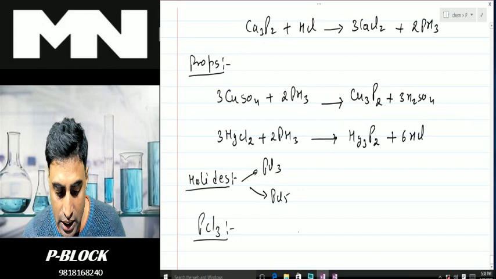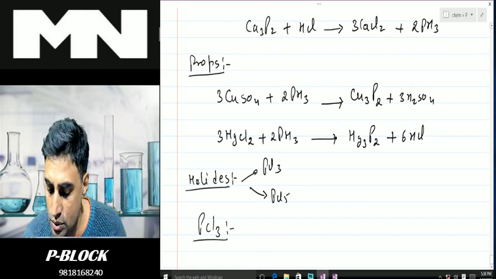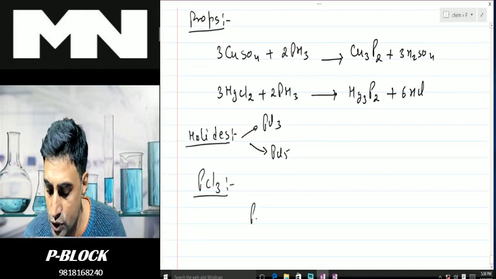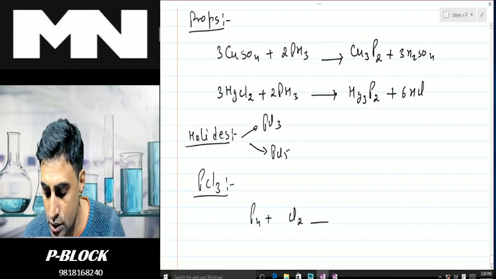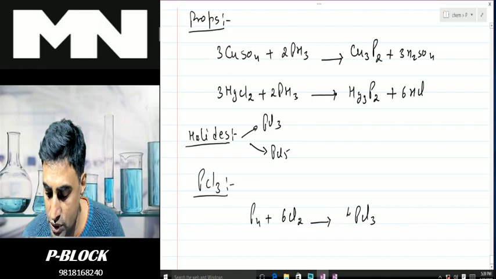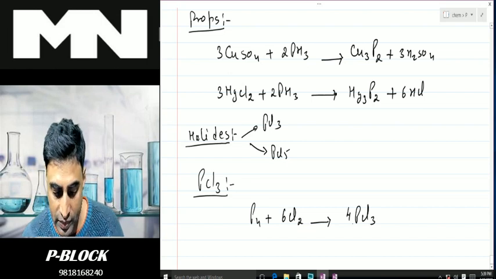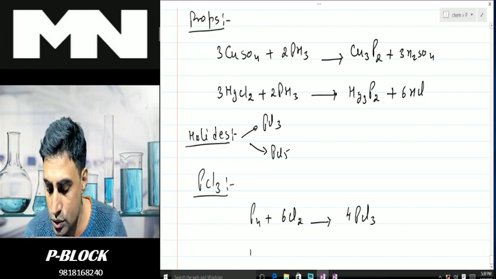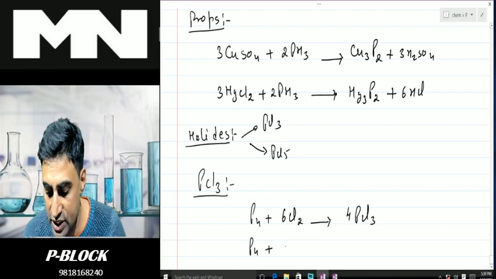PCl3. Well, now we can prepare it. If you react phosphorus with chlorine, limited supply of chlorine, you'll get compound PCl3. So here P4, 6 moles of Cl2 will give you 4 moles of PCl3. Likewise, you can carry out chlorination of P4 with SOCl2 also.